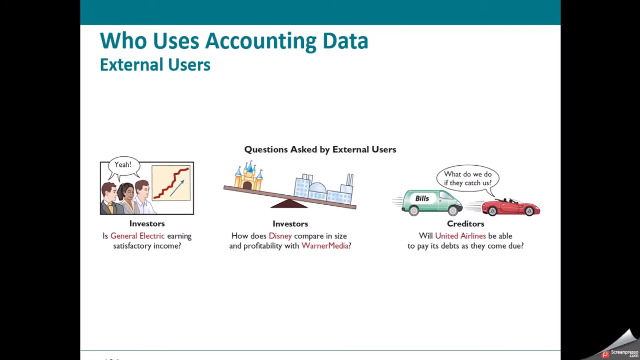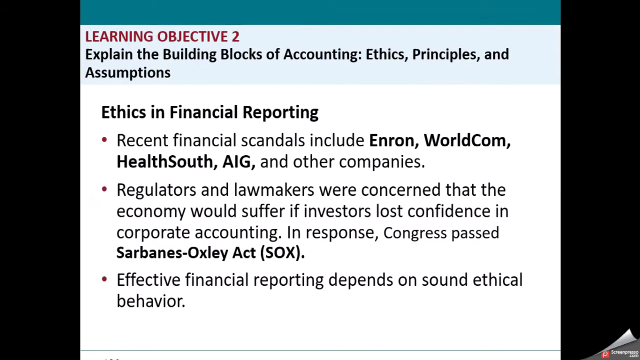External users are people outside of the company, so people who want to invest, potential investors, as well as creditors, people who we are going to borrow money from, so like banks, or if we were to issue bonds, individuals can invest in bonds and those people would be creditors.